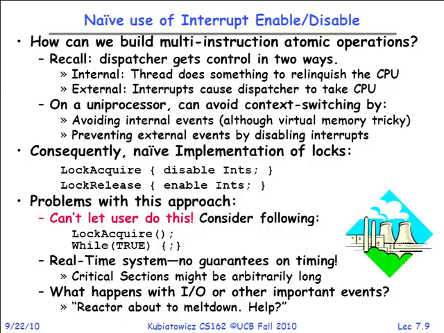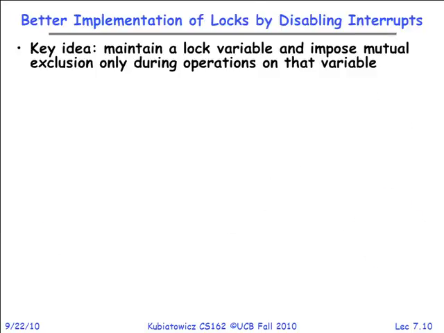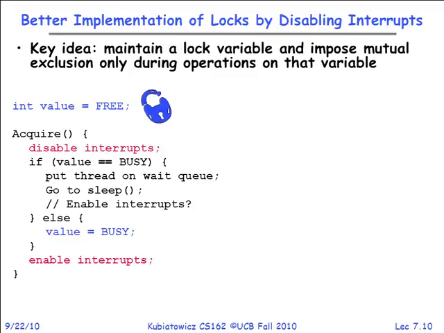Good. So let's do a better implementation. The key idea here is we're going to maintain a lock variable in memory, and we're only going to use interrupts to maintain mutual exclusion on the lock variable. The lock itself is just going to be an integer, or a bit, actually, which is all it really needs to be in memory, and we're going to initially set it as free.